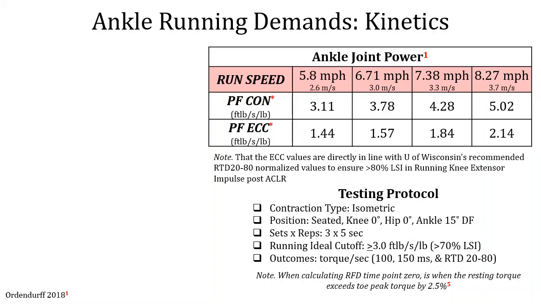Ankle slightly dorsiflexed into 15 degrees. You can see the cutoffs there of what we would want. For running, the ideal cutoff would be greater than 3.0 foot-pounds per second per pound of body weight, as shown above, and this would be in the concentric fashion. And then for our rate of torque development, again, I would encourage us to be using the RTD 20-80 for the rationale previously described at the knee, because research, at least to date, does not help us out as to determining what it would be at the ankle.